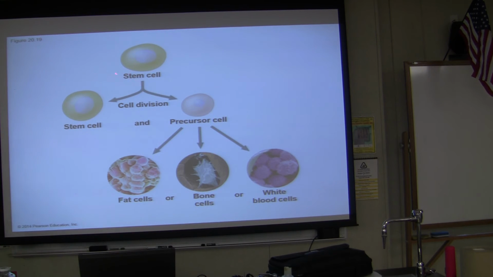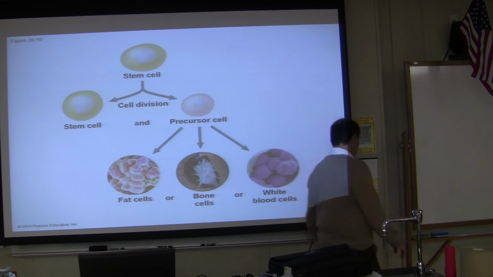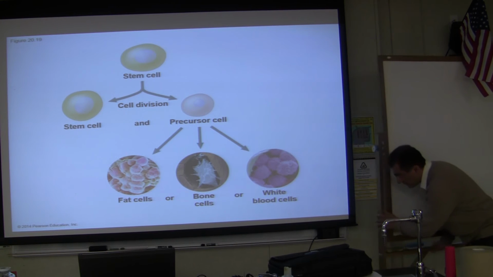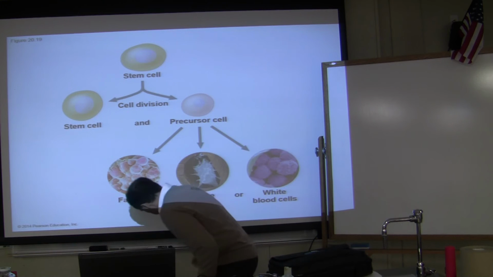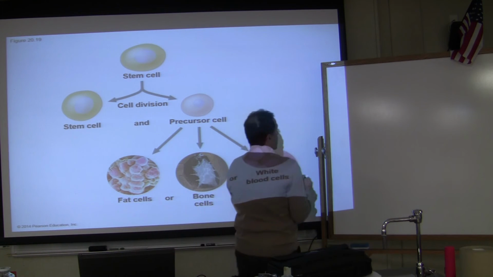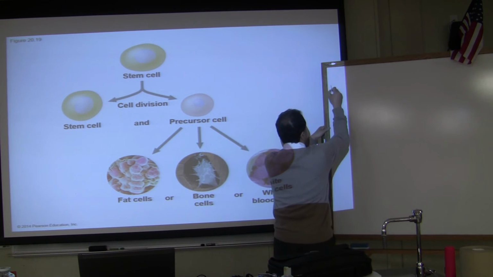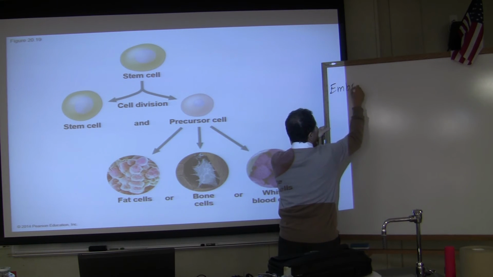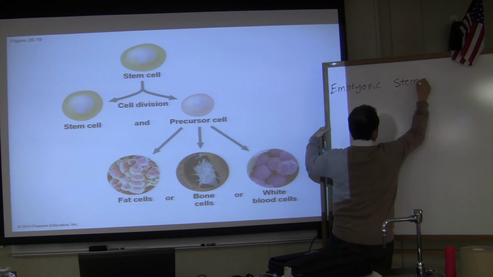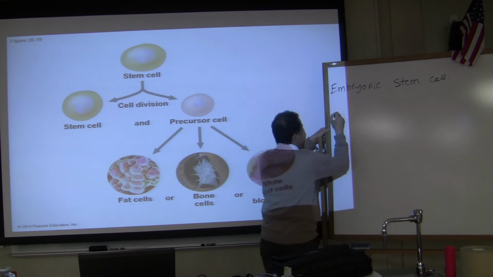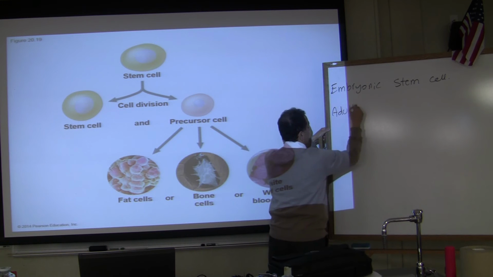But what happened, he suggested that we should use stem cells that are adult stem cells. We have two types of stem cells. Well, we have more than two, but two that I'm hoping you would know. One of them is called embryonic stem cell, and the other one is called adult stem cell.